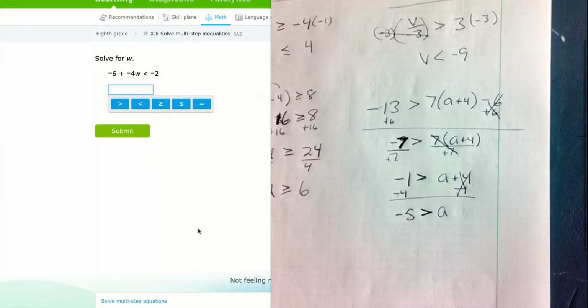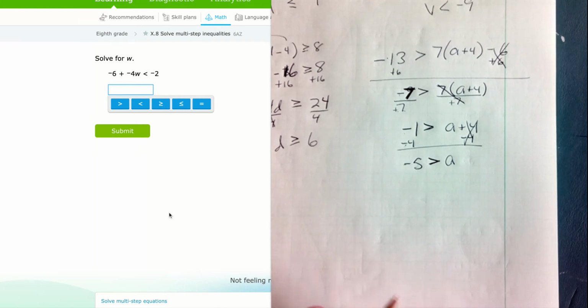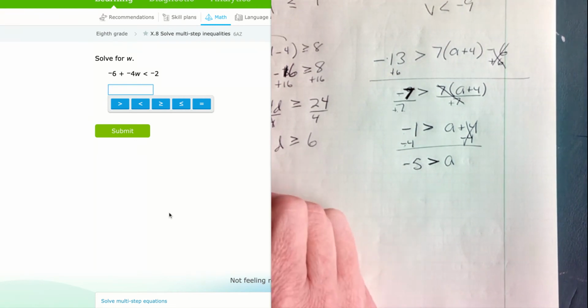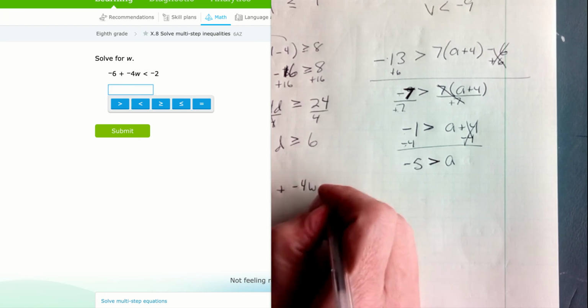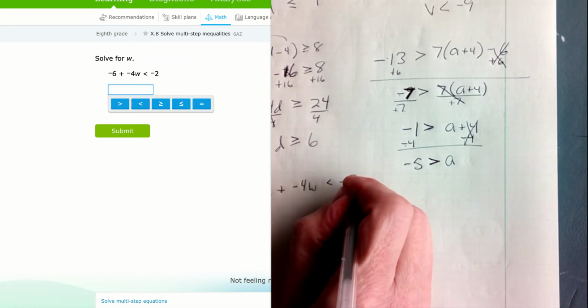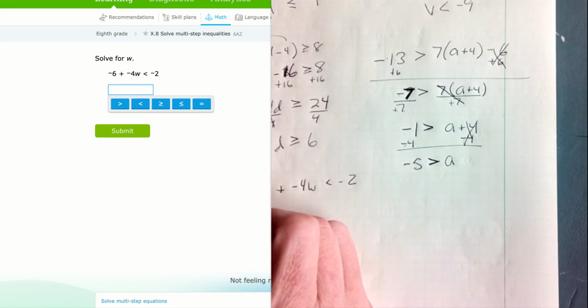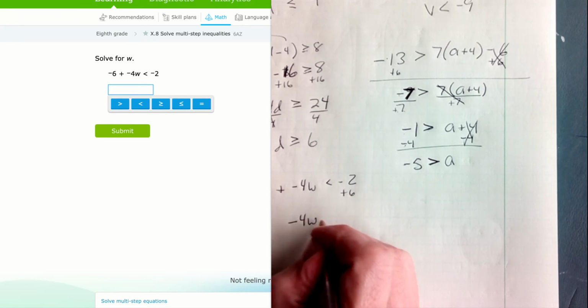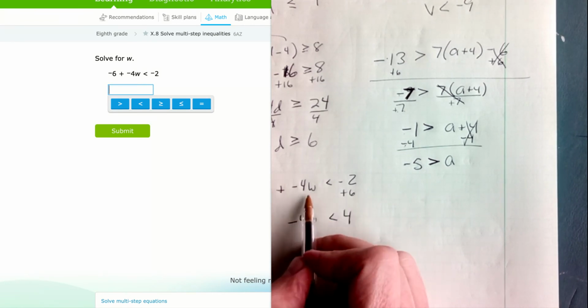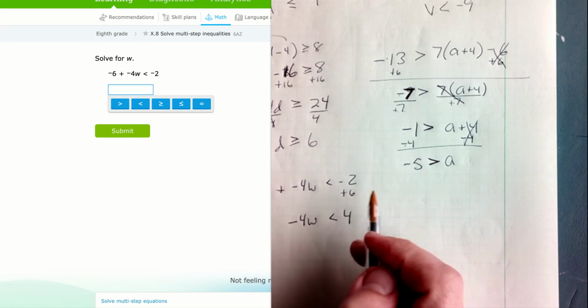Terrific. Okay, here's one where we're going to end up dividing by a negative. So we have the negative 6 plus a negative 4w is less than negative 2. Again, I'm going to add 6 to both sides first. That leaves me the negative 4w is less than 4. Again, adding does not change the inequality symbol.